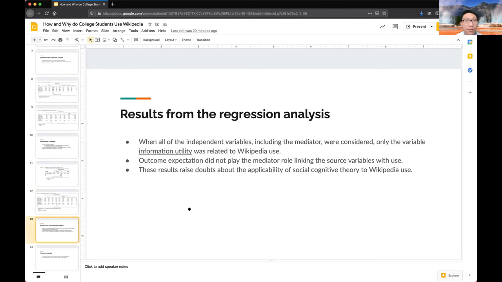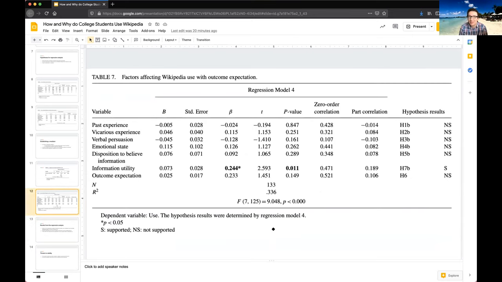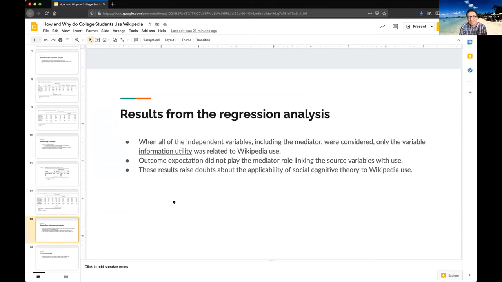So just as a summary. It's very sad. They had so much built up and then it didn't work out. Yeah, it's sort of anticlimactic. But still, the result is quite interesting.